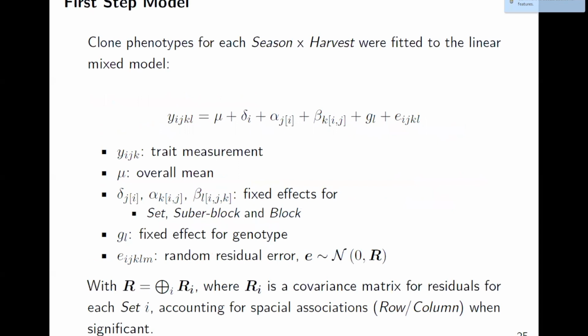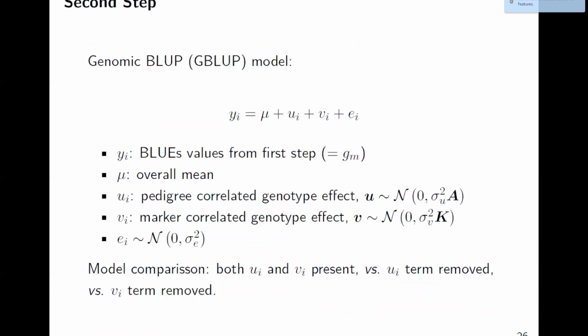Here is the linear model that I used in the first step. Basically, I want to point out that we had a term for the clones, and we also controlled for spatial relationships between the plants in the field. In the second stage, we had a linear model with two random effects. One is correlated using the relationship derived from pedigrees, and the other from the markers. And I'm going to do a comparison later in which I use one term or the other.